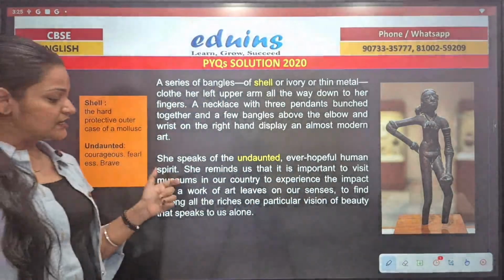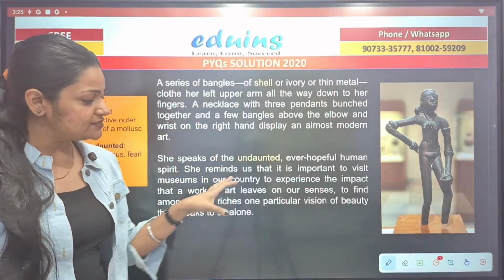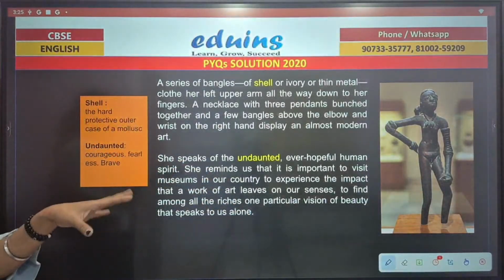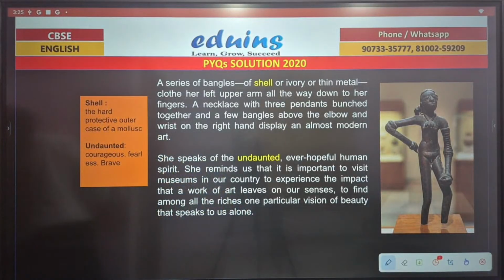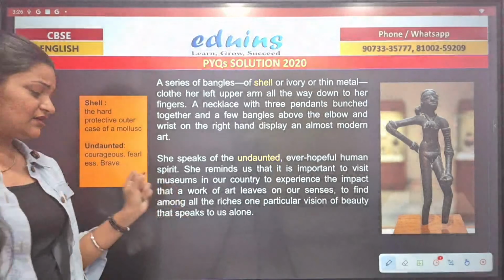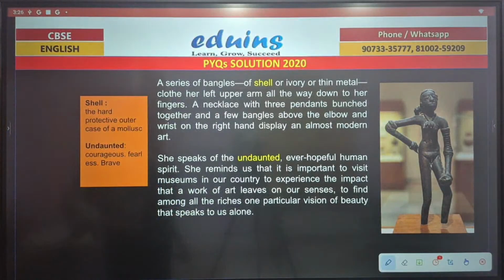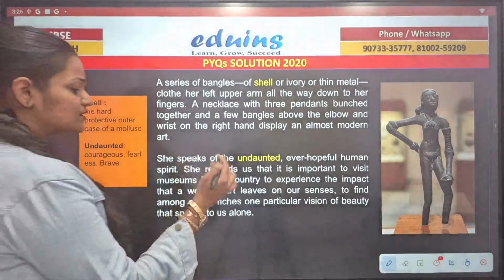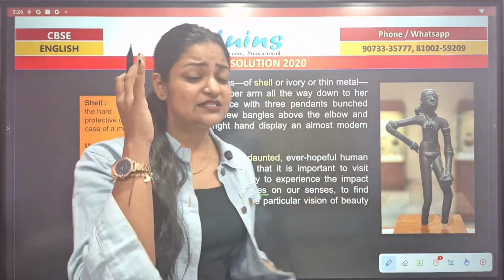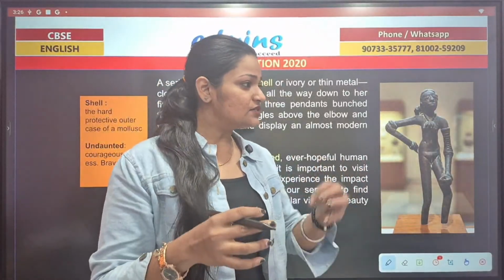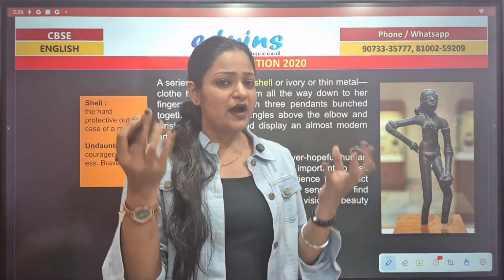So there she says that she reminds us that it is important to visit museums in our country. So overall, in our country, we have to visit museums. That she was suggesting to us. So that a work of art leaves an impression on our senses, and this kind of art gives a sense in our mind.